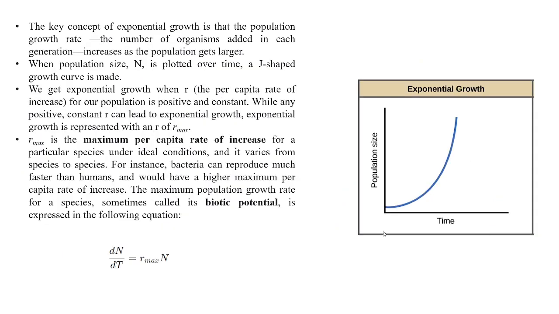So in this exponential growth, as I said, the key concept is that the number of organisms increases, whatever be the population size, R is always positive. So it's a maximum rate. So for instance, bacteria can reproduce much faster than humans and would have a higher maximum per capita rate of increase. So this is how the exponential growth curve will look like. dN/dt equals R max N. So in this case, R is always positive and constant. Nothing is changing. So it will lead to exponential growth.